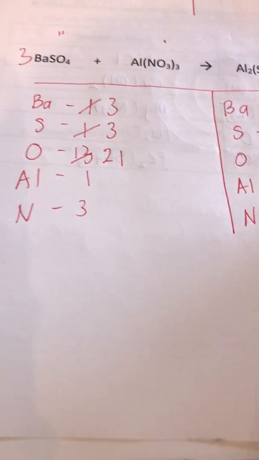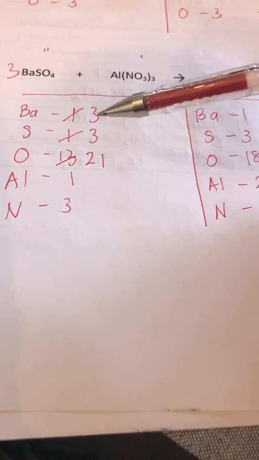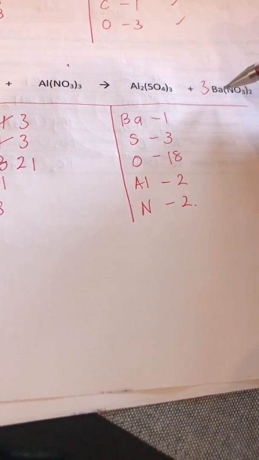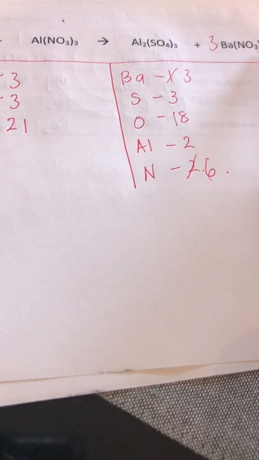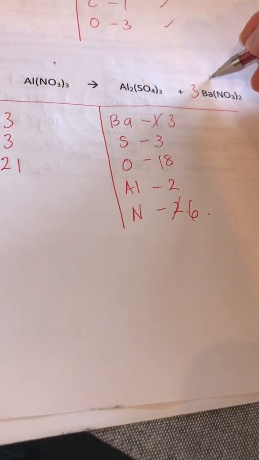Alright, now let's go and fix something else. So I've changed barium to 3. Well, let's go and change barium to 3 over here. So big 3 over there. 3 barium. It's also changed my nitrogen. 2 times, so I've got 2 already, times 3 is 6. And it's also changed my oxygen. So I've got 2 times 3 is 6. Times 3 is 18. Plus I've got 12 over here. 18 plus 12 is 30.